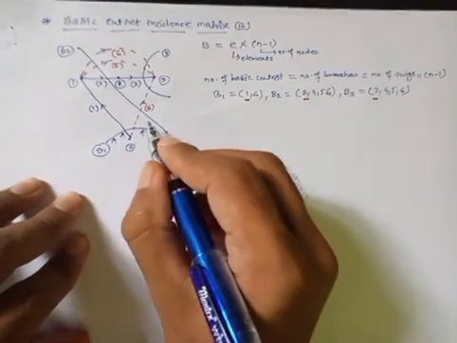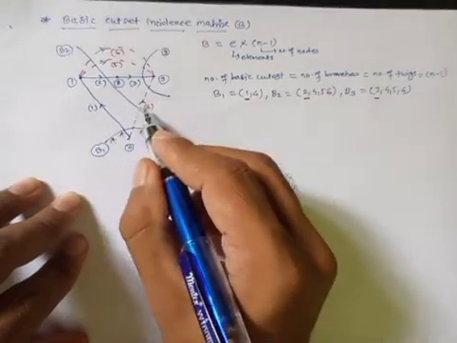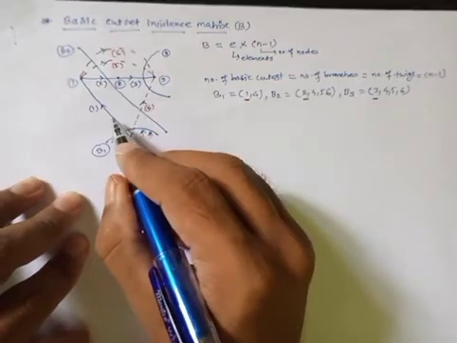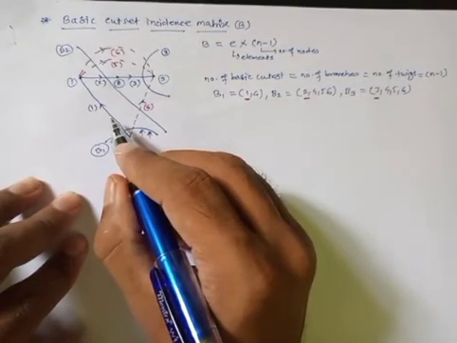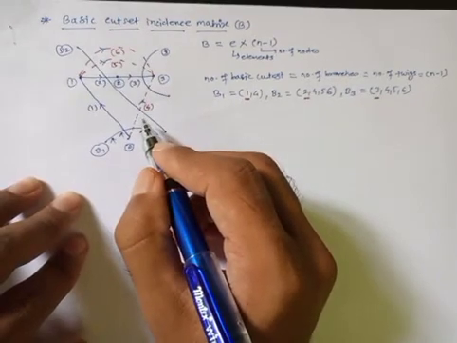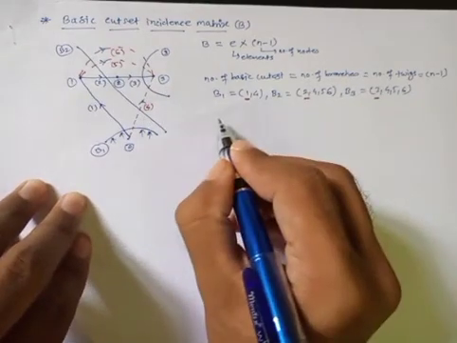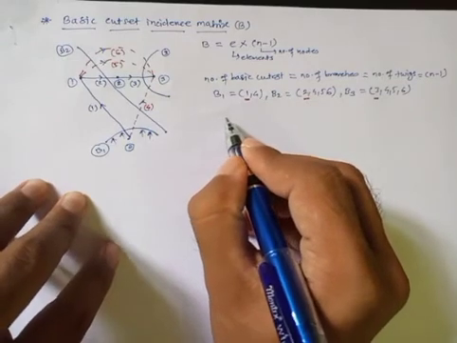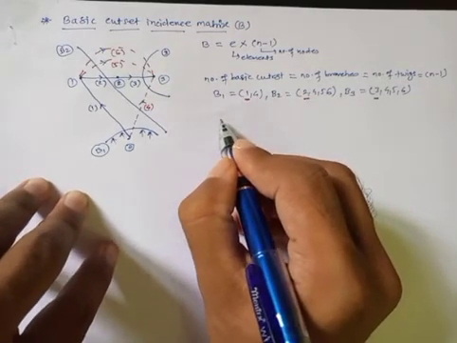Okay, according to that, if another element is in the same direction as the direction of the branch, it will be plus. If it is opposite, it will be minus. Similarly, we can draw the basic terminology for finding the elements of this matrix.